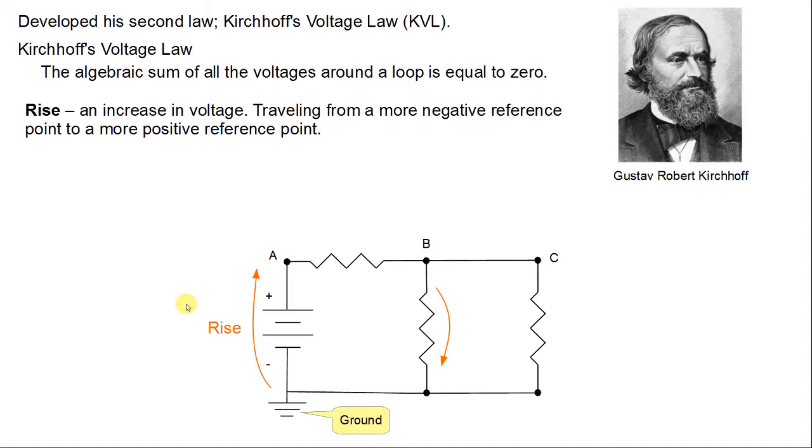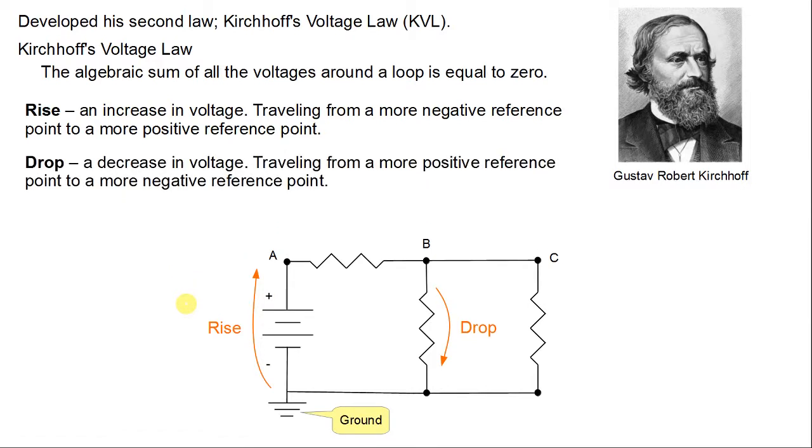Now this is a term you may be more familiar with, and it is voltage drop. A lot of people will use this more commonly in the field, or you might have just heard it at home. If your lights dim at home when the air conditioning comes on, that is a symptom of voltage drop. Someone might have used that term before. But here, a voltage drop is the opposite of a rise. It is a decrease in voltage, traveling from a more positive reference point to a more negative reference point.